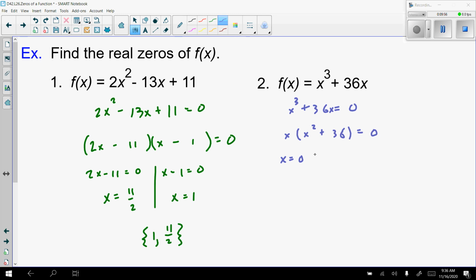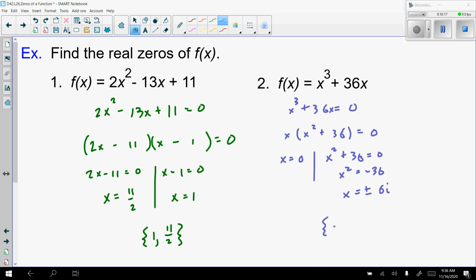So that first one is easy. x squared plus 36 equals 0. Of course, x squared equals negative 36, and x equals plus or minus 6i. Now, once again, what are the real zeros?